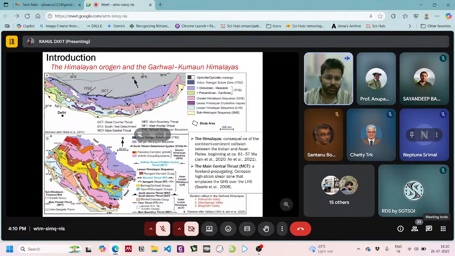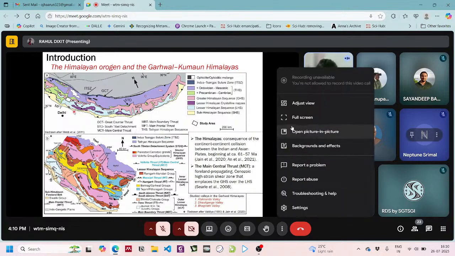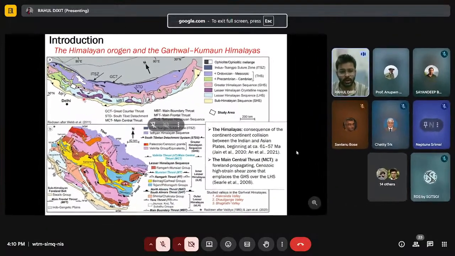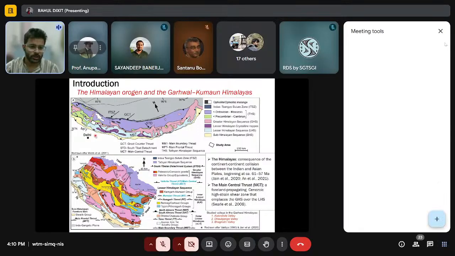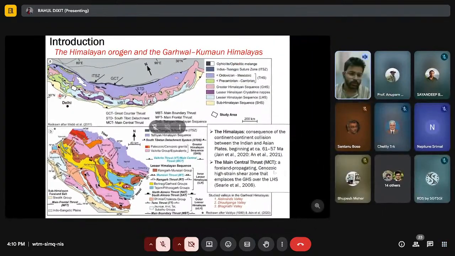This mountain belt consists of several regional scale fault systems, and these fault systems divide several lithotectonic stratigraphic units from each other. Starting from the south, we have the Main Frontal Thrust. Moving north, this separates the Indo-Gangetic Plains from the Shivaliks. Then we have the Main Boundary Thrust, which separates the Lesser Himalaya from the Shivaliks.